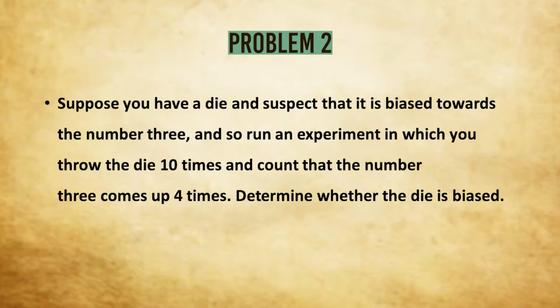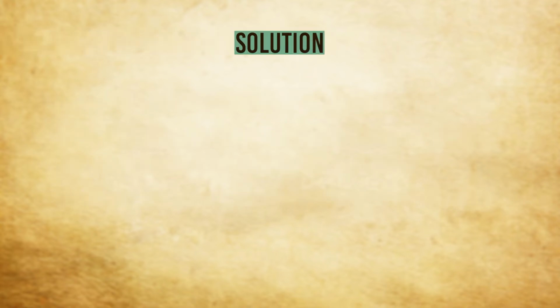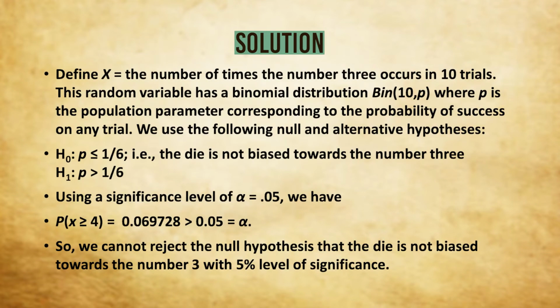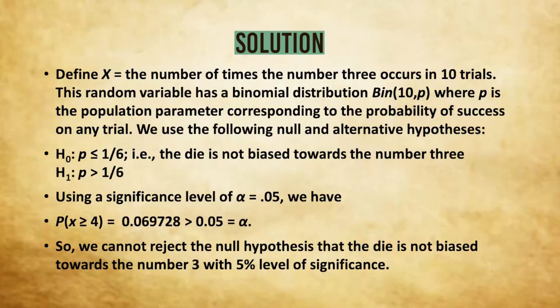Suppose you have a die and you suspect that it is biased towards the number 3. And so you run an experiment in which we throw the die 10 times and the number 3 comes up 4 times. So we have to determine whether the die is biased. We define x as the number of times the number 3 occurs out of 10 trials. Now see, this random variable will have a binomial distribution because here we will denote success as getting a 3 and failure as not getting a 3. So it will follow a binomial distribution with parameters 10 and p.